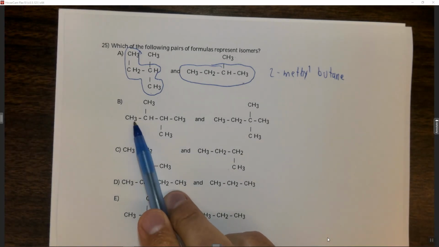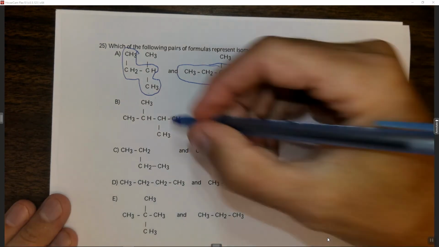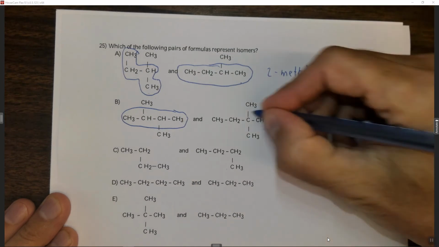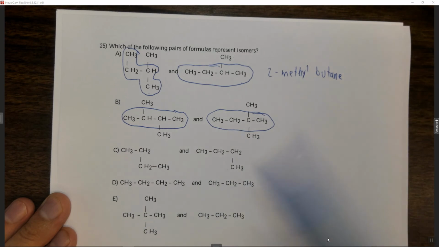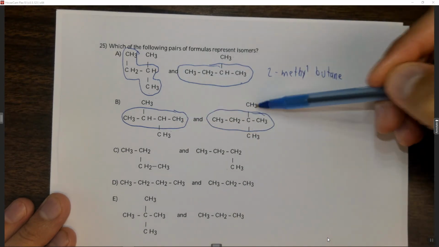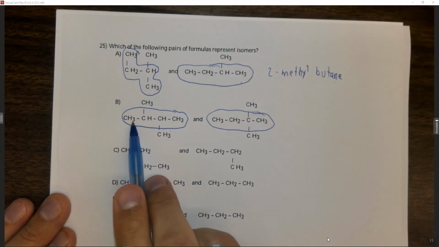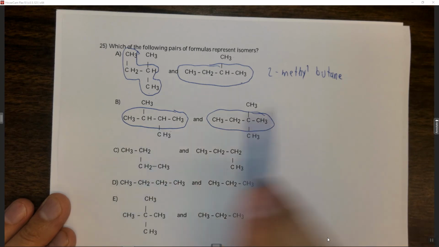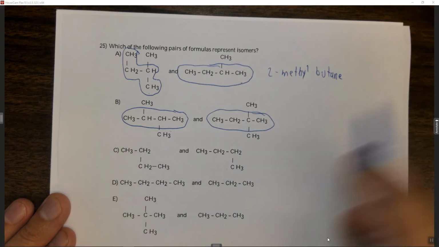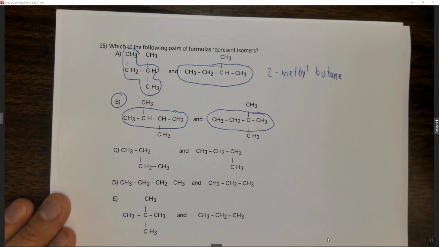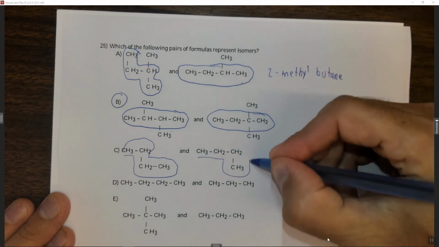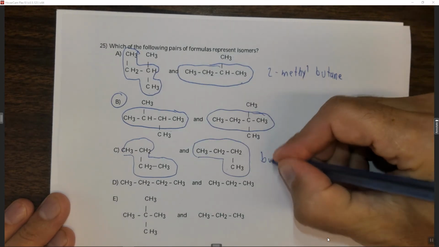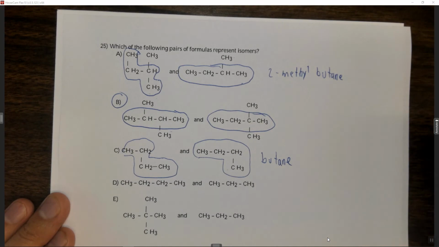In this question, we have the longest carbon chain, which we want to go ahead and circle. So we have this right here and this right here. These are both a 4-carbon butane chain. They both also have 2 methyl groups sticking off. So this is a 2,3 dimethyl butane, and this is a 2,2 dimethyl butane. Those two are isomers. Let's look here. In this case, we have a 4-carbon chain, and in this case, we have a 4-carbon chain. These are both butane, so they're the same molecule.